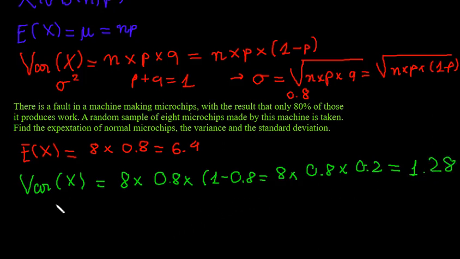The standard deviation is the square root of the variance. The standard deviation would be equal to the square root of 1.28, which is equal to 1.13. So now that is how we can solve a problem related to expectation, variance, and standard deviation. Sorry, here should be part c, expectation.